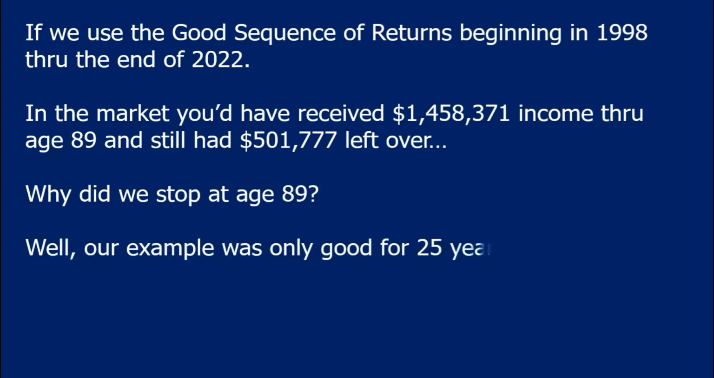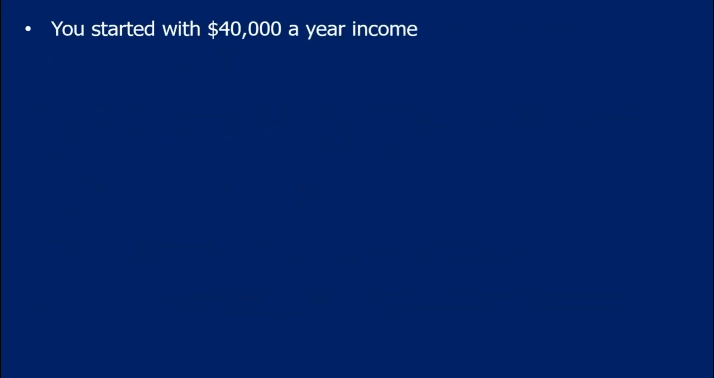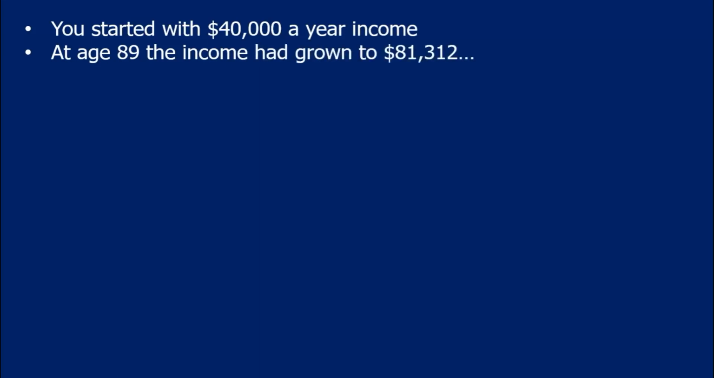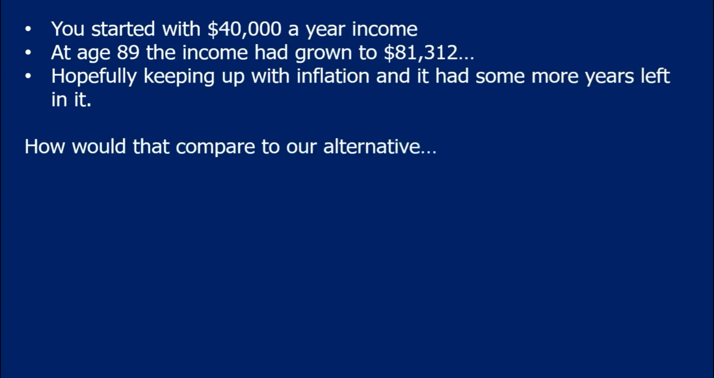Well, our example was only good for 25 years, right? That was what we had. So we went 25 years and had to stop. All in all, it's a pretty good market-based scenario, right? You started with 40 grand a year in income. At age 89, the income had grown to $81,312, so it more than doubled because remember our inflation rate was 3%, so about 24 years. So in the 25th year, it's above 80,000, right? So hopefully keeping up with inflation, and it had some more years left in it. That's all good. So how would that compare to our alternative?